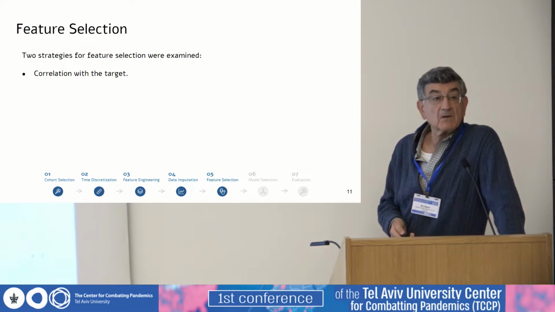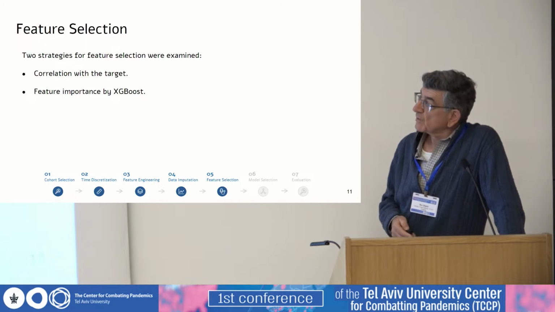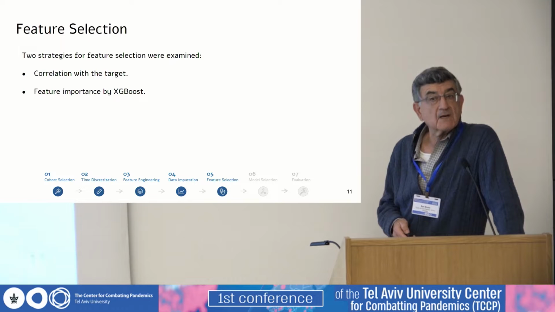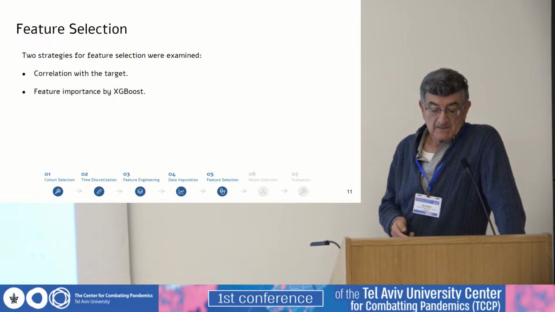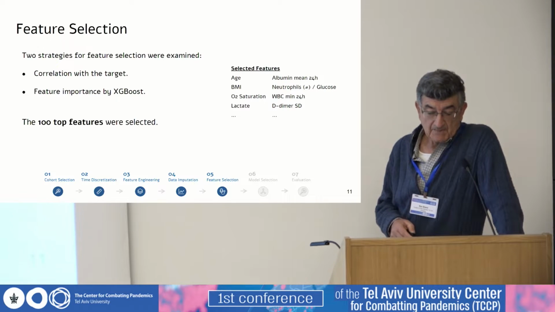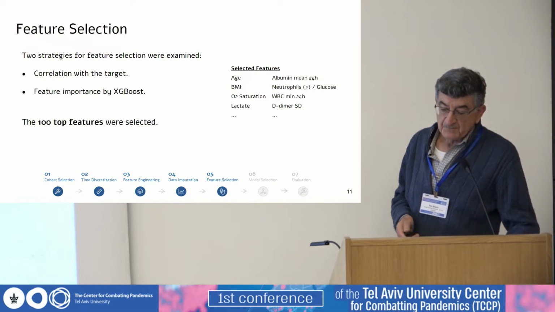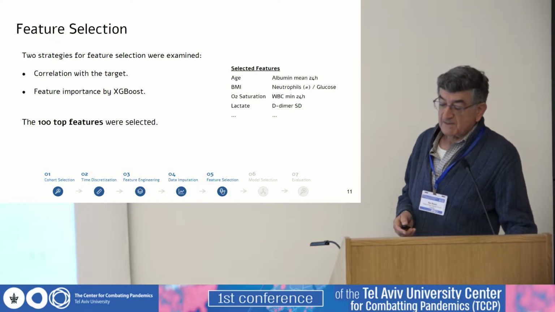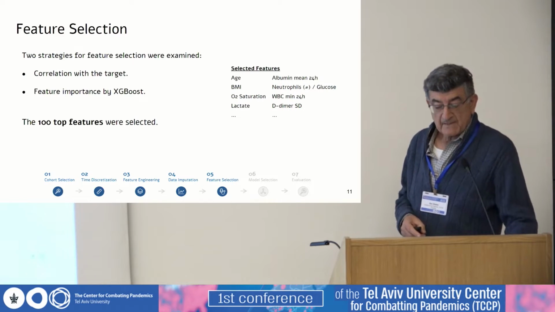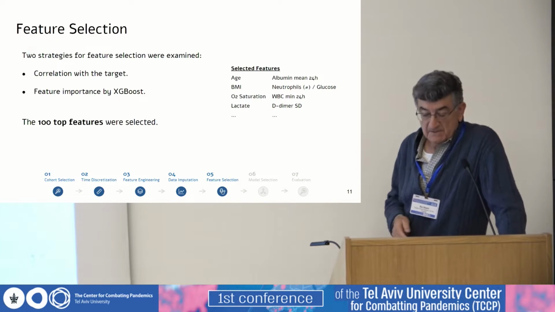First was simple correlation with the target, and the second was to apply the XGBoost machine learning algorithm and use the feature importance. Eventually, we ended up using the second method because it was more effective. And the 100 top features were selected. You see here some of them.